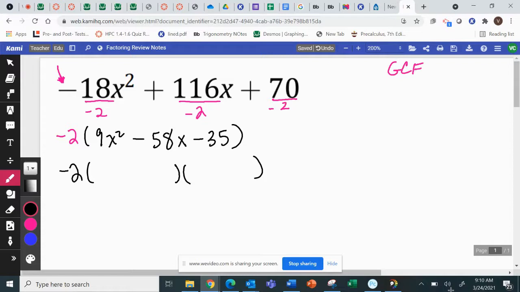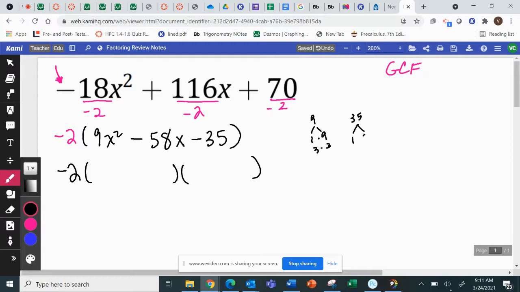And then I look at my 9 and I look at my 35. For 9, we could do 1 times 9, or we could do 3 times 3. 35, we could do 1 times 35, or we could do 5 times 7. So really, it's just a guess and check kind of game. I need to put numbers in and see if I can get the middle term.